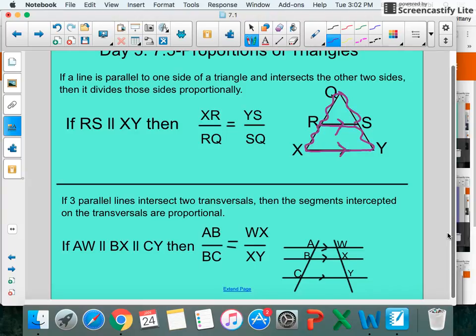And then our next one, we have the same sets of parallel lines. And we've seen them before where they're congruent, but now we've got parallel. And then from there, you'll be able to set up your proportions. So you'll have AB is to BC as WX is to XY. So we're just going to look at a few examples with those theorems.